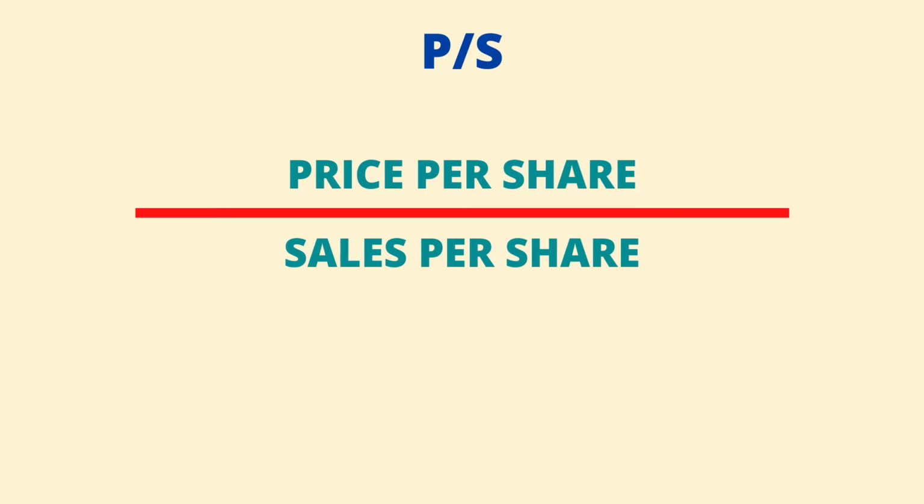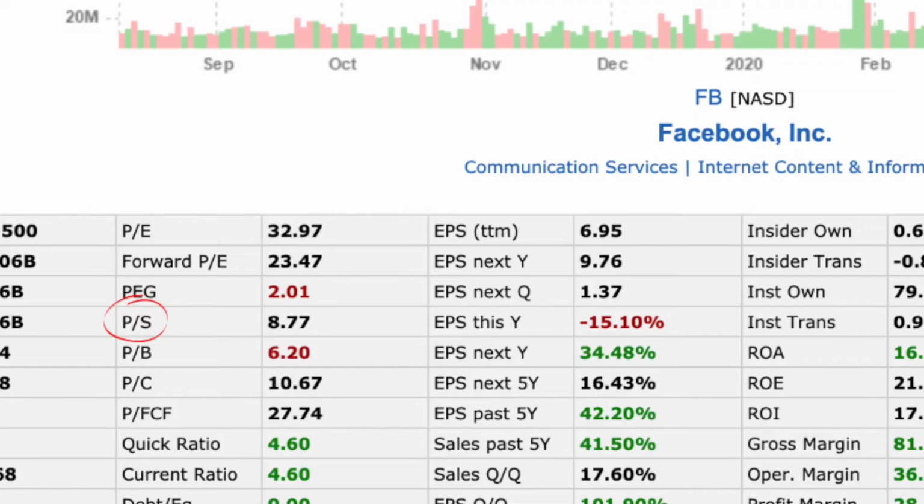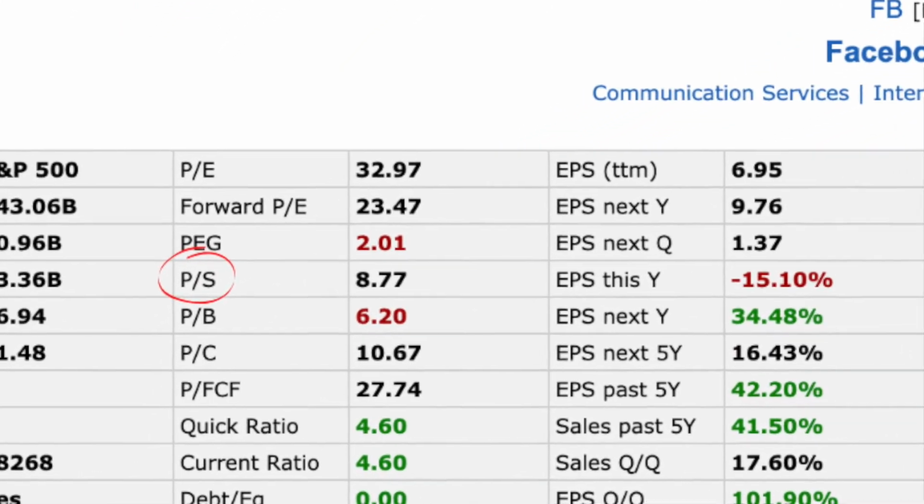The price to sales ratio measures a company's stock price relative to its sales or revenue. The formula for this is price divided by sales per share. So again, if we use Facebook as an example, we would take Facebook's current price and divide it by its sales per share. This number will tell you essentially how much investors are paying for $1 of revenue that Facebook is getting. In this case, investors are paying $8.90 for $1 in Facebook sales.